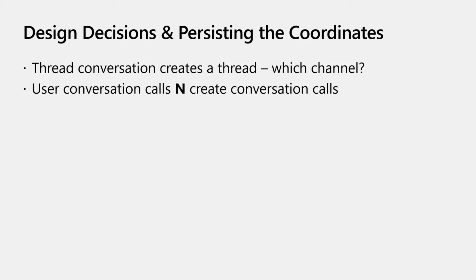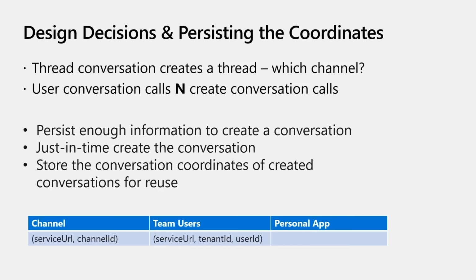Now, neither of these 2 paths are optimal, so often apps need to persist more than just the conversation coordinates. Instead of optimistically generating the conversation coordinates, we can instead store the information necessary to create the conversation so that it can be generated in a just-in-time manner. This shouldn't be used as a replacement for the conversation coordinates, however, and the app should make efforts to avoid unnecessary conversation creation. In this table, we can see the minimum data needed to create a conversation in each scenario that would need to be persisted.